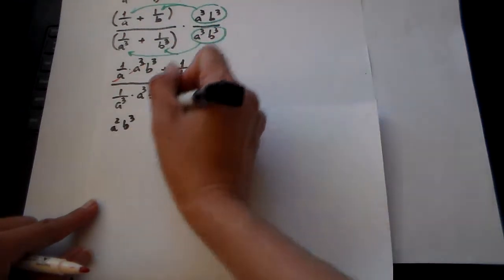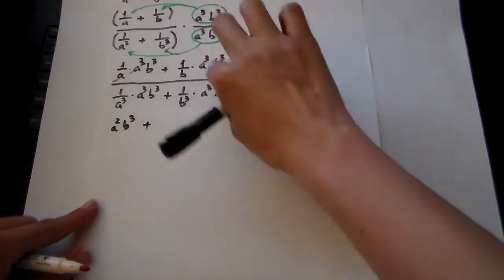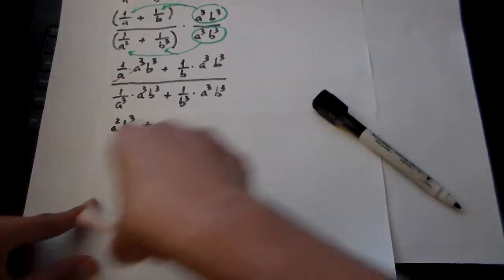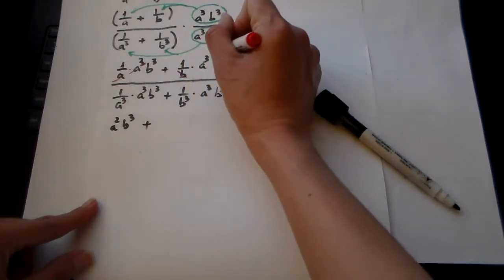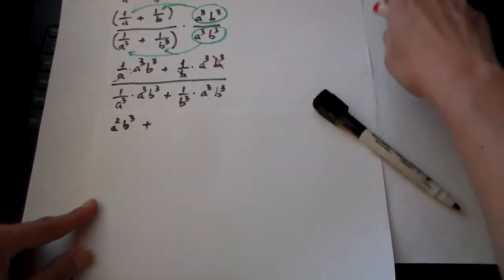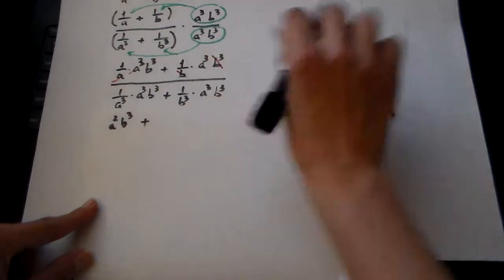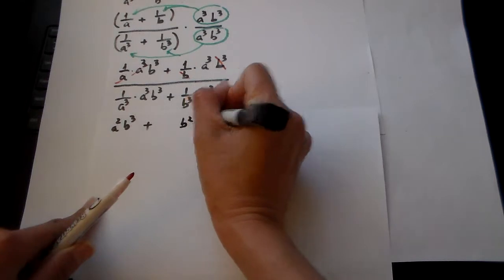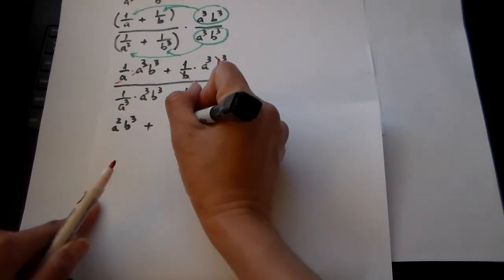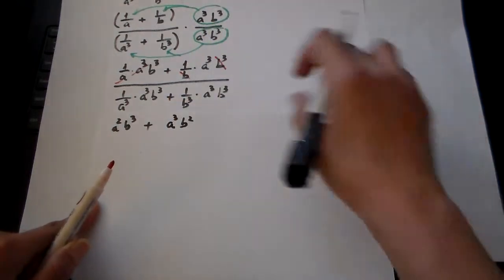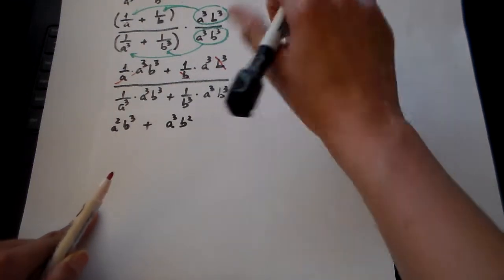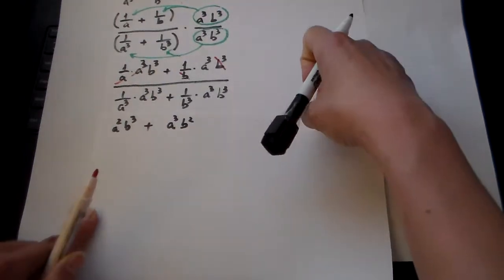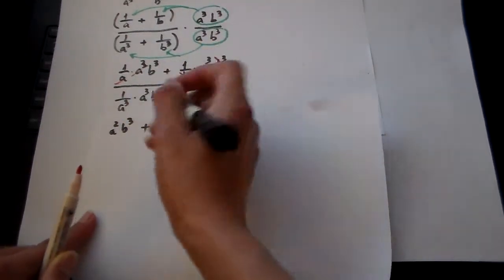And then plus, I'm still working on the top part. Now we have b at the bottom and b on top, which cancel out. b to the third divided by b is b squared. But don't forget the a to the third. I usually put them in alphabetical order, so a to the third times b squared. So we just simplified the top part. Now focus on the bottom.